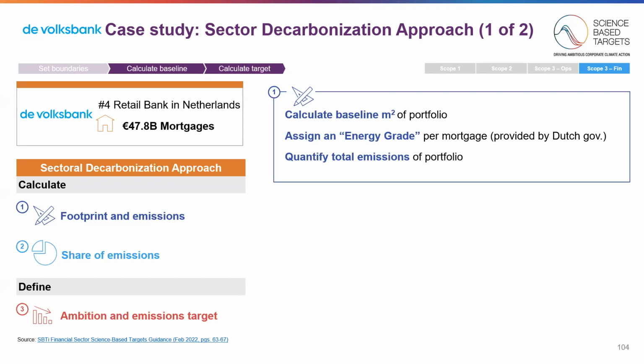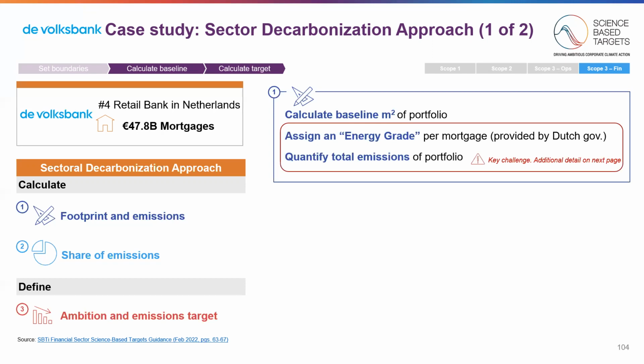De Volksbank first calculated total square meterage of mortgages across their portfolio in their base year. Then they assigned an energy grade for each mortgage using data that was available from the Dutch government. Through these, they were able to quantify the emissions of their portfolios. However, as many of you are probably thinking, this is actually quite challenging, which is why we will discuss it in more detail on the next page.